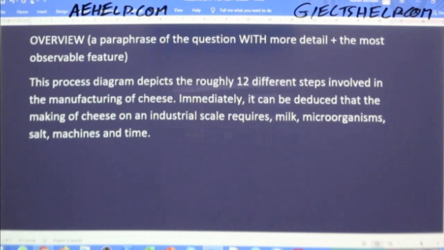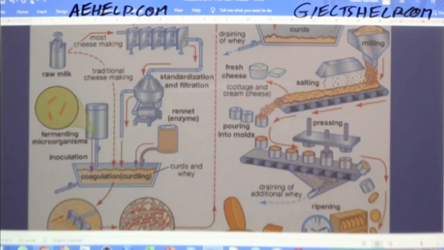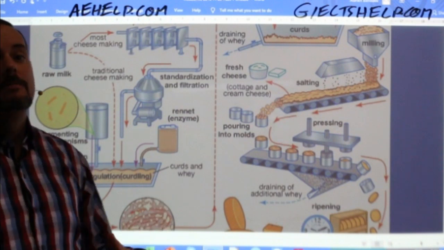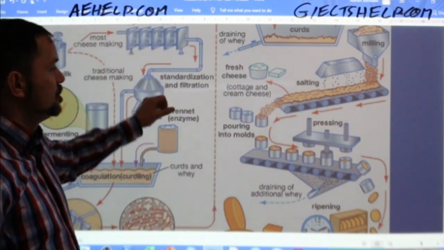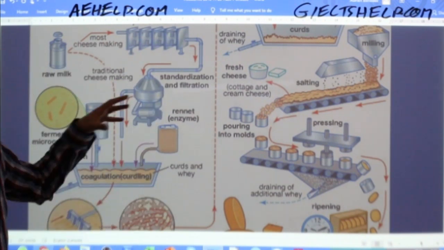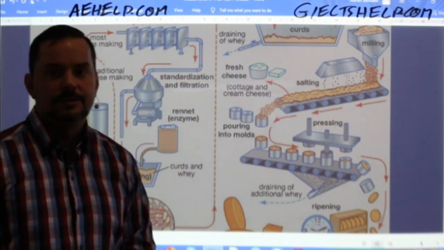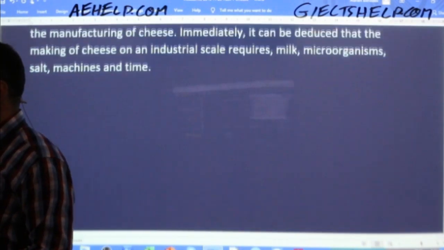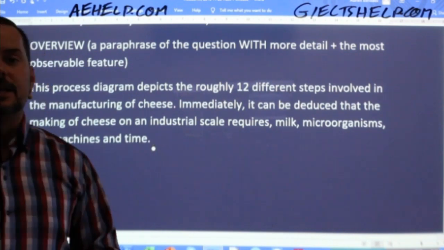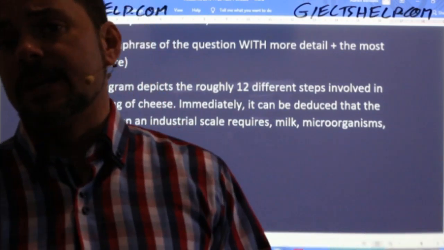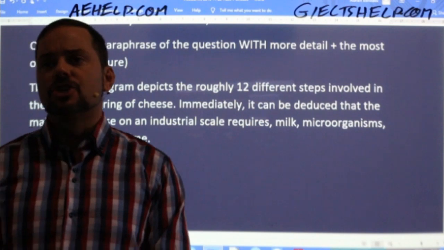When you're looking at a diagram, especially a diagram like this one, look at what's needed. Okay? So what do you need for this process? That's your main feature. Okay? Clearly the machines, okay? Clearly the milk, and clearly time. Okay? This is not a 1, 2, 3 process and you're done. Okay? So again, when you're looking at a process diagram, for your overview, think about what is needed for this process to go from start to finish. And that's going to be your main feature. Okay?